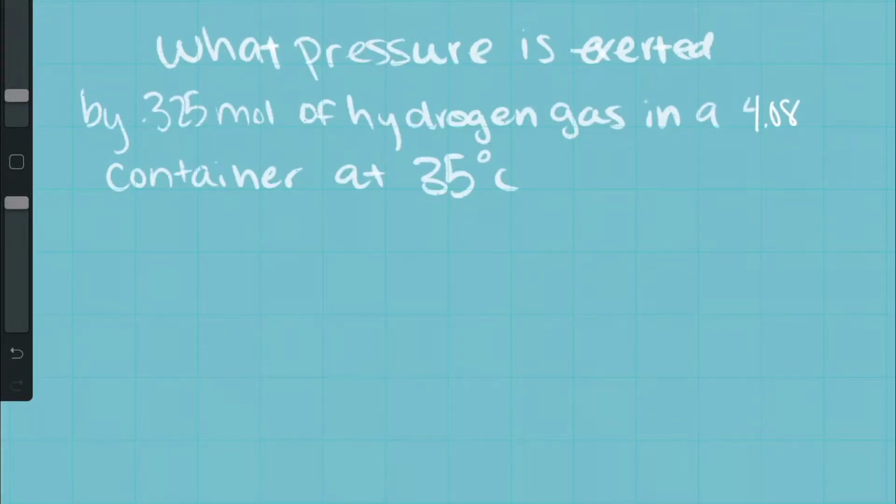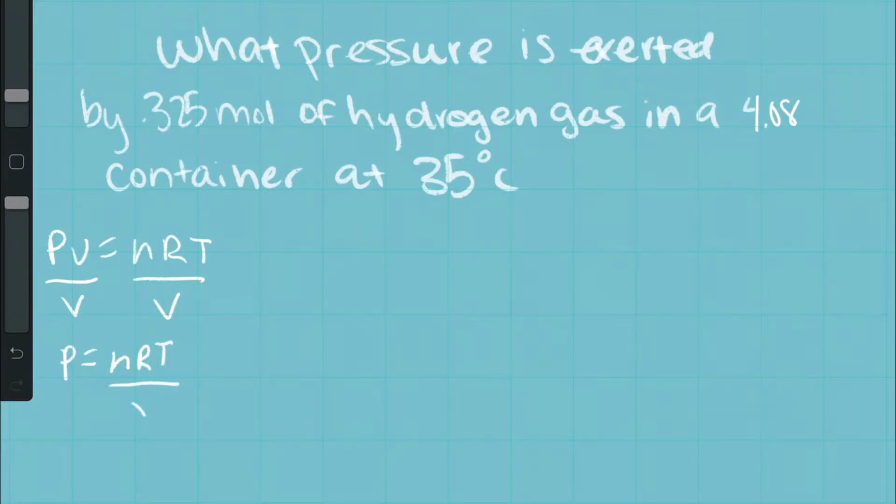So the problem says, what pressure is exerted by 0.325 moles of hydrogen gas in a 4.08 liter container at 35 degrees Celsius? Our first step is to write out the equation, PV equals nRT, and since we're solving for pressure, we divide by volume to get pressure by itself on the left side. So now we have P equals nRT divided by V. Now we just have to plug everything in.